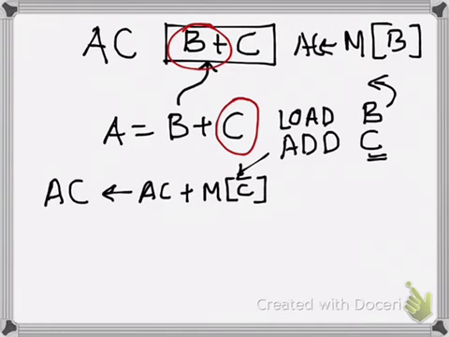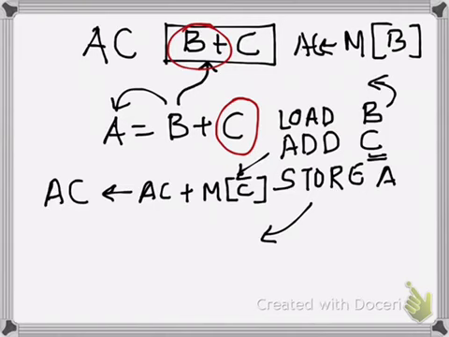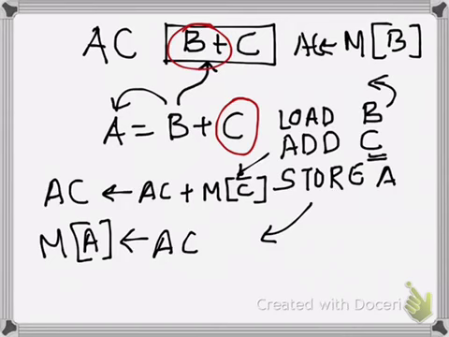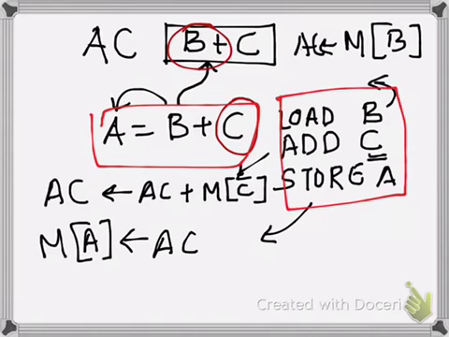Now this operation is not over yet. We have to store the contents of the accumulator, which contains B plus C, into A. So we will write: store A. The contents of the accumulator will be stored in memory location A. So as you can see, for performing this particular operation, A is assigned B plus C, these are the instructions that we have to write, and all of them contain only one address.